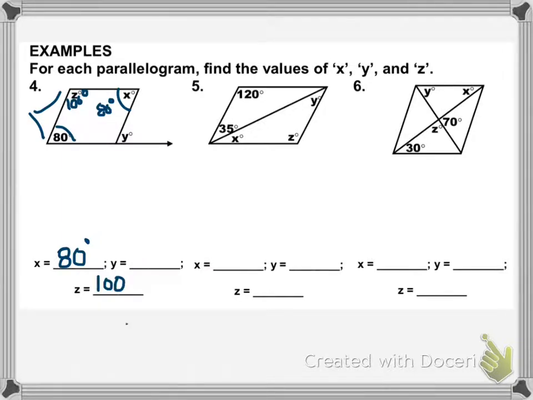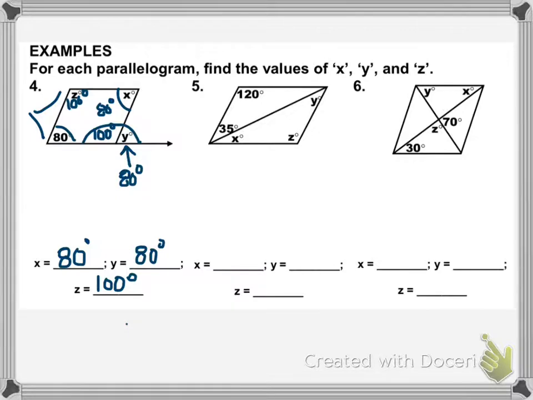And then if that's 100, then this angle down here is 100 because those are opposite each other. And then y is right next to that, and I know those two are a linear pair, so those are going to add up to 180. So y has to also be 80.